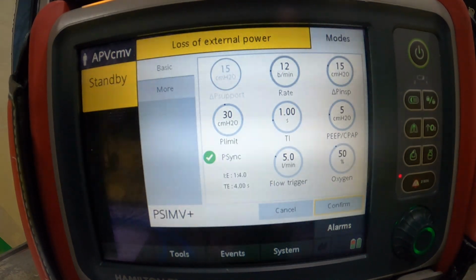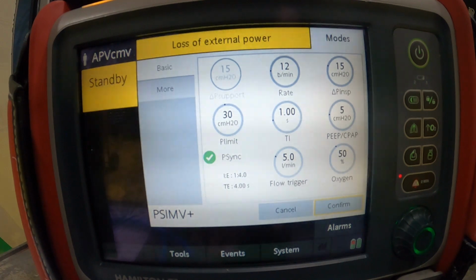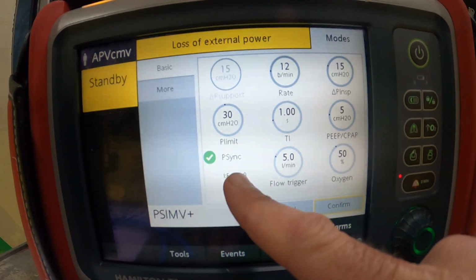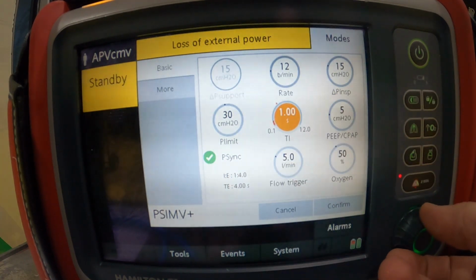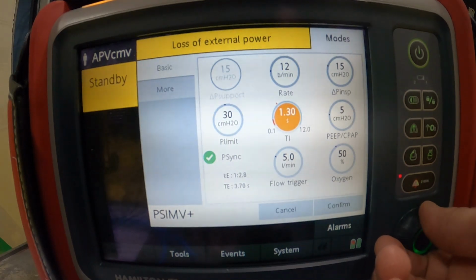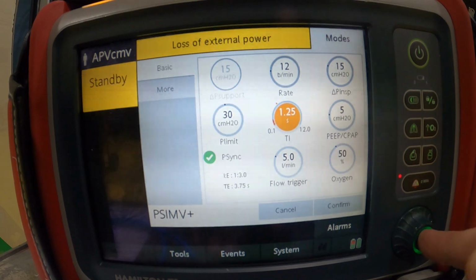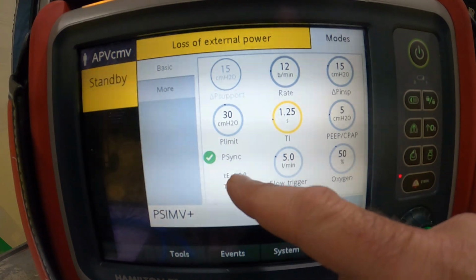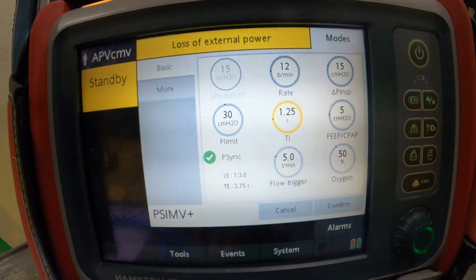So a strategy for an obstructive we would all agree on would be a slow rate. So we're going to leave that rate nice and slow. We want an IE ratio. Right now it defaults to a 1:4. Let's adjust that. Let's take that to about a 1:3. It allows us for a little more inspiratory time, and it still maintains enough exhalation time because we're trapping air, remember, with this disease.